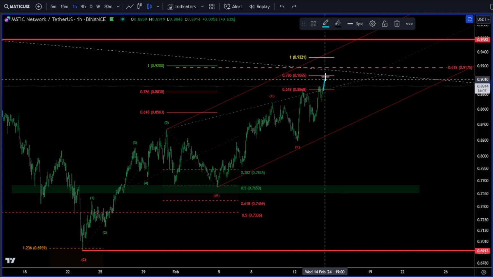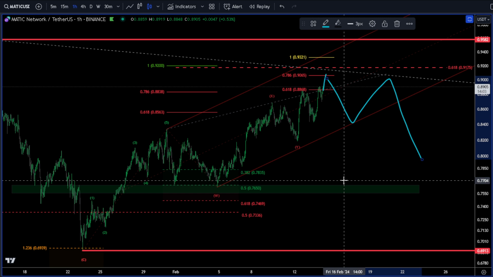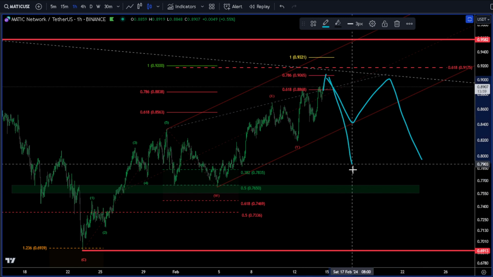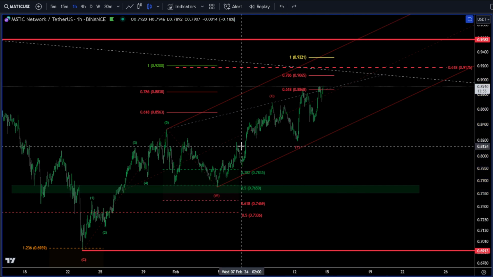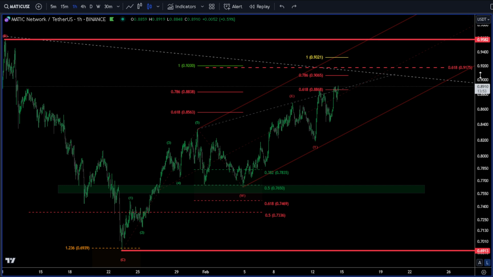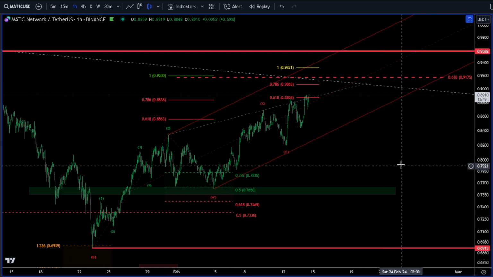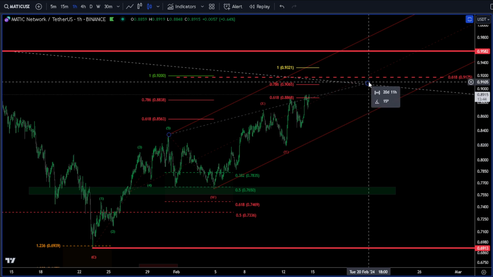And if we do stop up here, I want to see the reaction. Like, do we sideways consolidate in this area, or do we reject really hard? That's the important thing. But if you followed along, you should be in this long like I am. Not financial advice, but just wanted to explain the structure here.